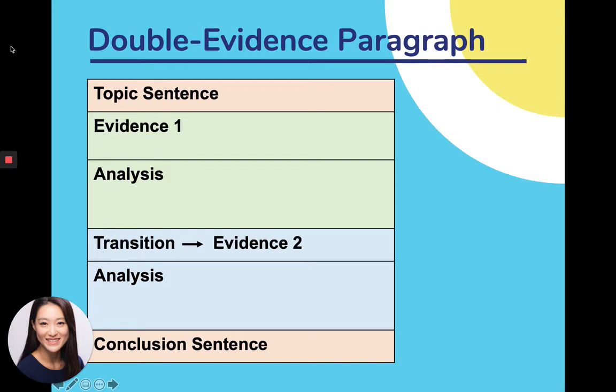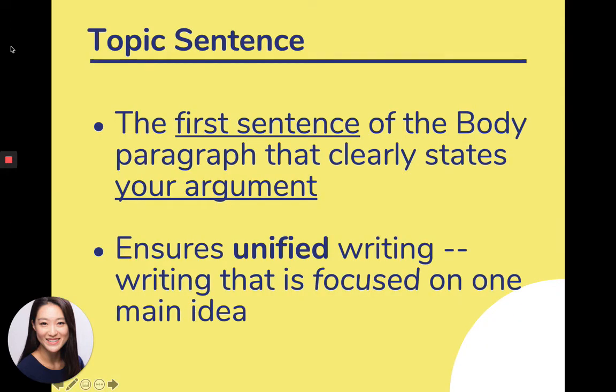We're going to look at each section of this body paragraph so you have a clear idea on how to develop your arguments. Topic sentence, this is not new to us. This is something we talked about before. Topic sentence is the first sentence of your body paragraph where you clearly state the argument. This is important. Your topic sentence should directly refer back to your thesis.